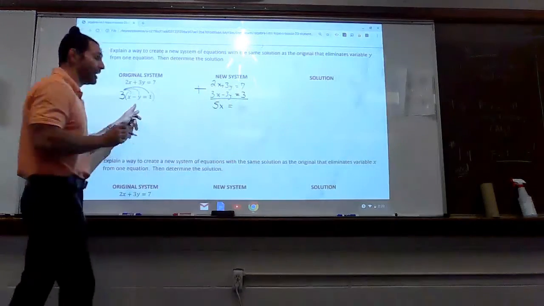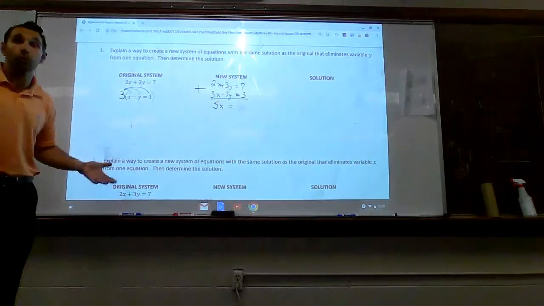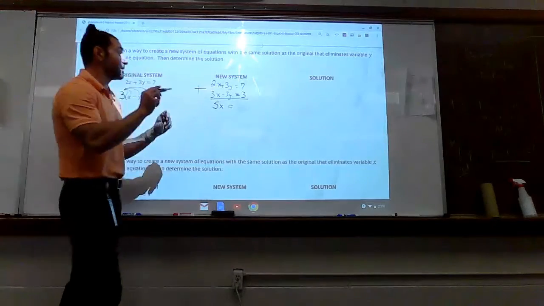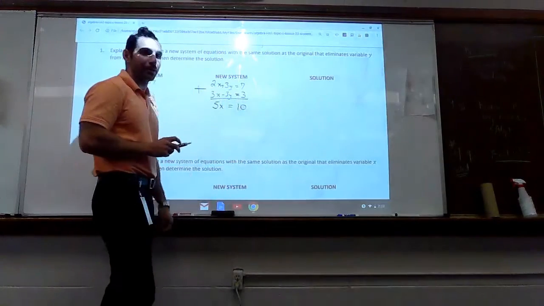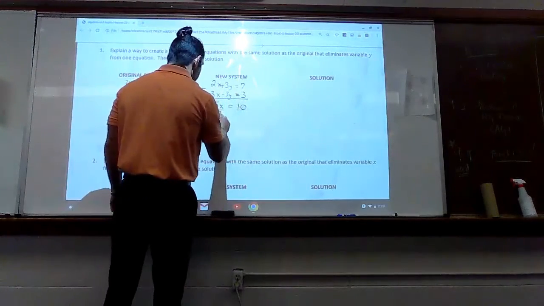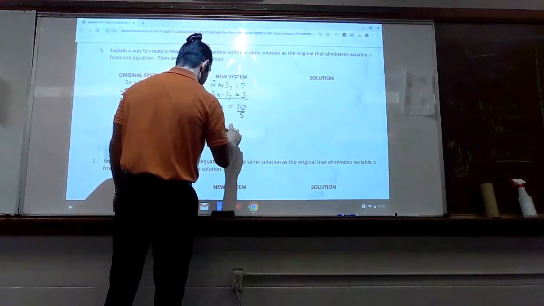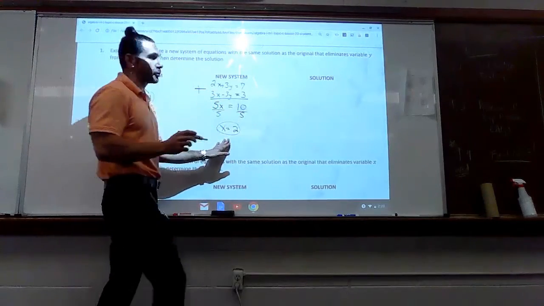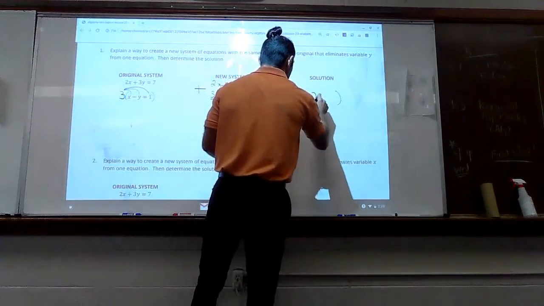This is why I say, hey, show these arrows. I didn't do it. Look what happened. So this should be 3. Now this is going to work out a little bit nicer. That's what we wanted. So I divide by 5. X equals 2. Don't just circle your answer, because remember, a solution has to be an ordered pair.